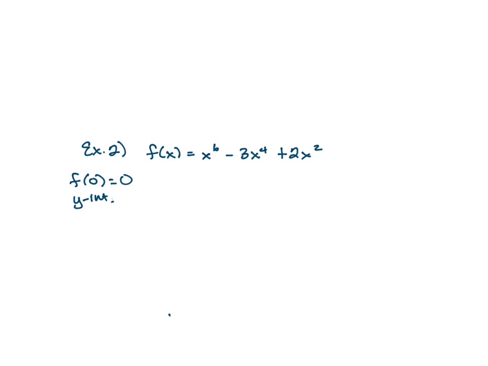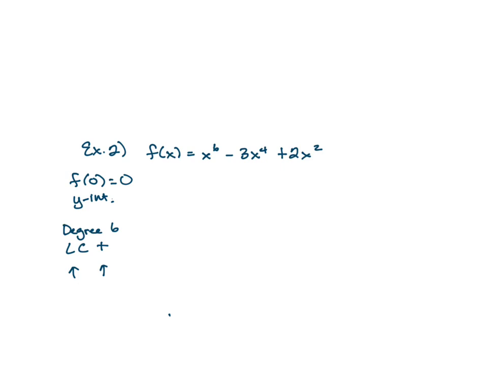Let's talk about the tails. What's the degree? Okay, so the degree is 6. Even degree, so that means that both tails are going to go either up or down. Is your leading coefficient positive or negative? Okay, so the leading coefficient is positive. So what does that tell me? Both tails go up. Are we following so far?